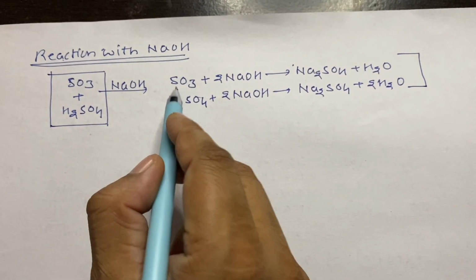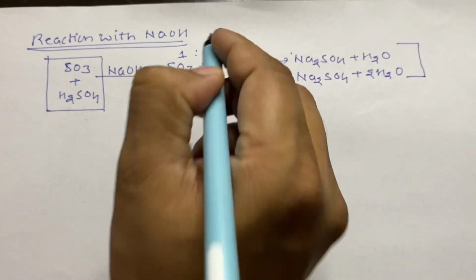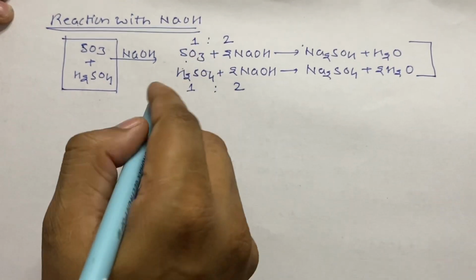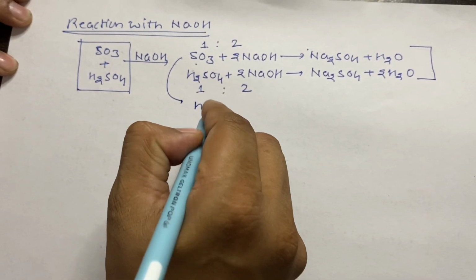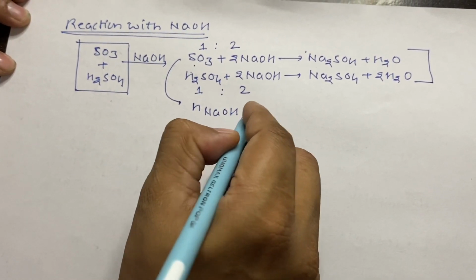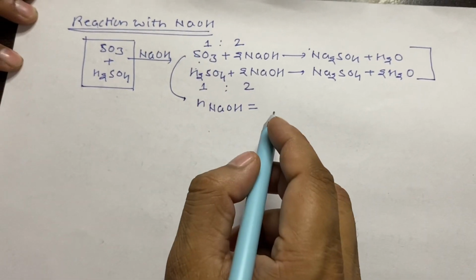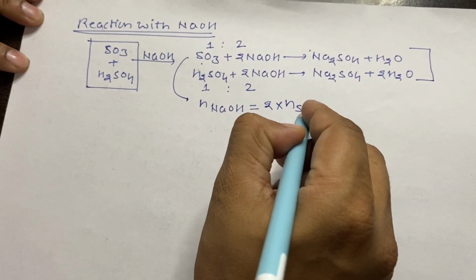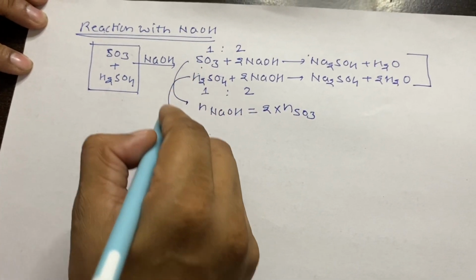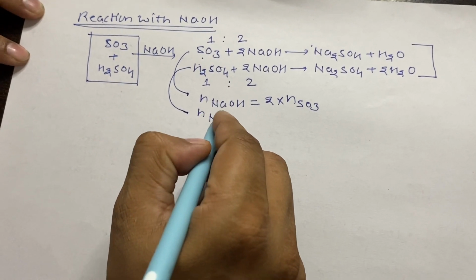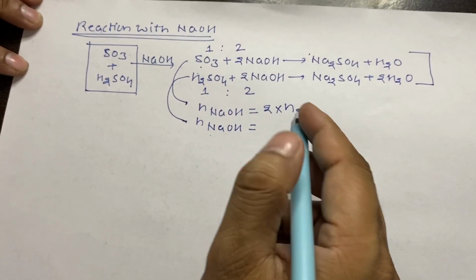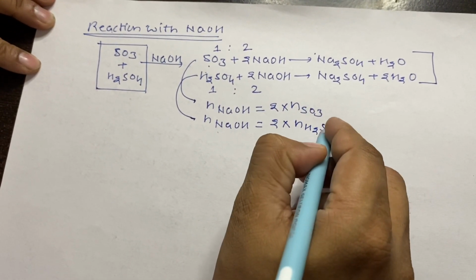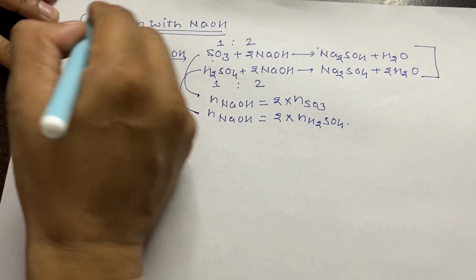Obviously the first equation follows 1:2 stoichiometry, and the second reaction also follows 1:2 stoichiometry. So from the first reaction, moles of NaOH required to neutralize the SO3 present in the oleum sample will be twice the moles of SO3, and from the second reaction also, moles of NaOH required will be twice the moles of H2SO4. So these are the reactions of oleum with base.